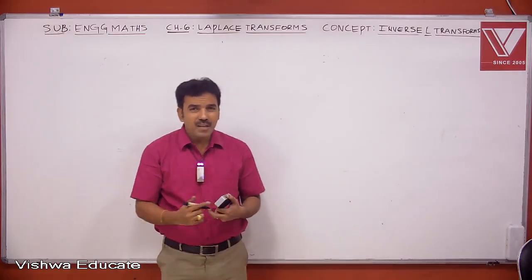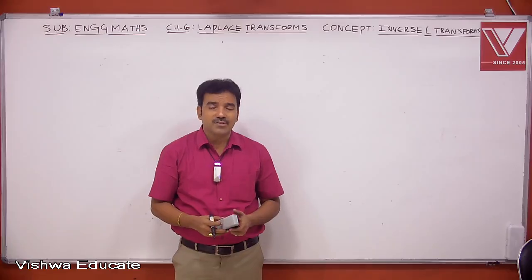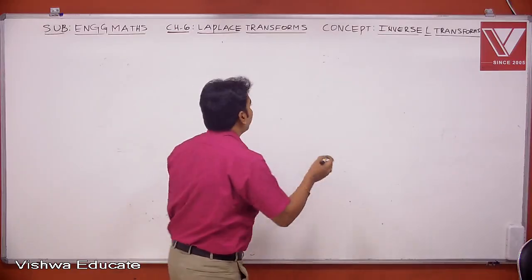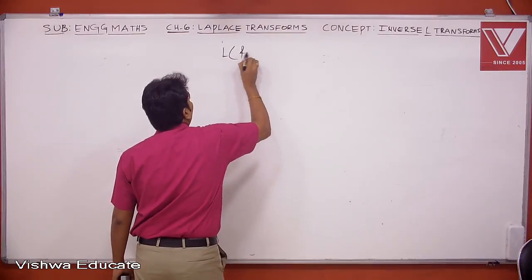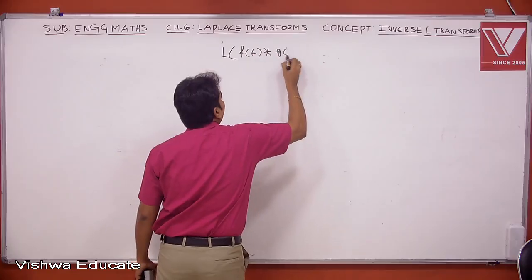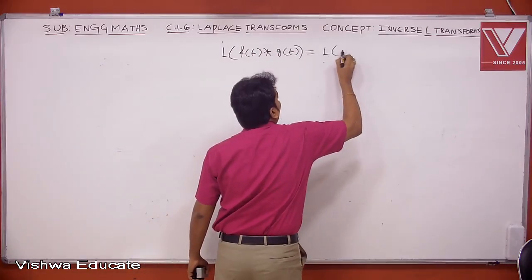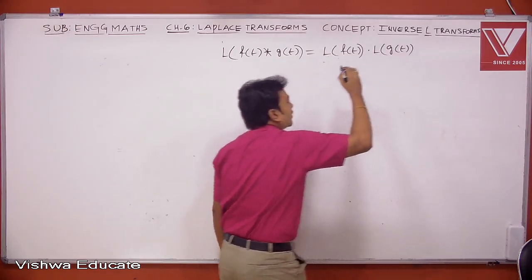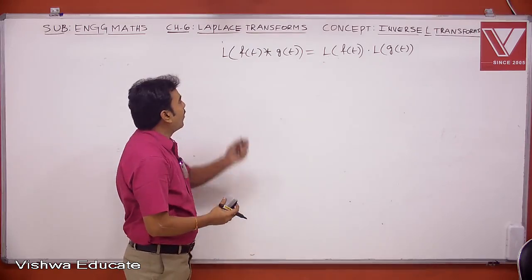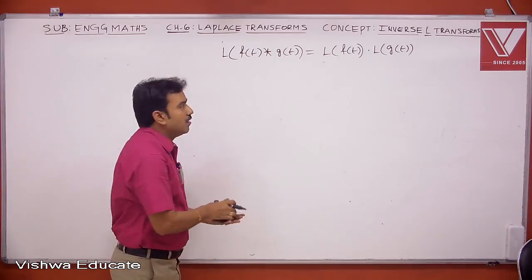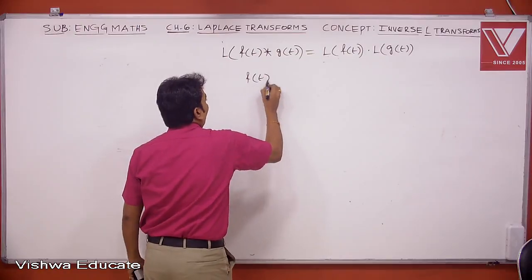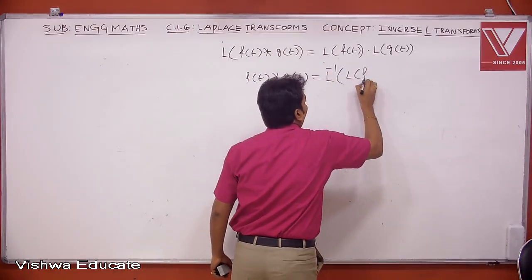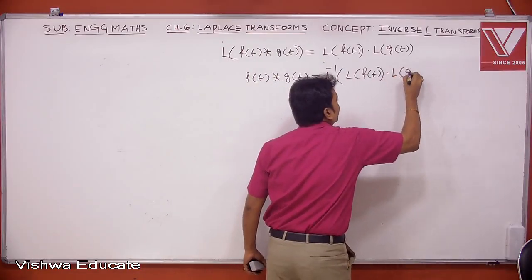Now, in one of the previous sessions in chapter 6, we have discussed the convolution theorem. So let me recall the convolution theorem. The statement is this: L of f of t star g of t equals L of f of t dot L of g of t. Now when you take this L to the RHS, this becomes f of t star g of t equals L inverse of L of f of t dot L of g of t.